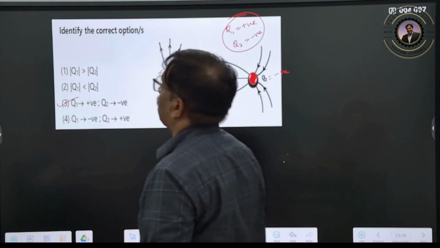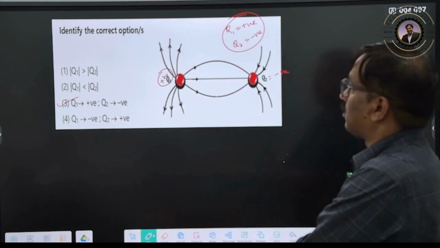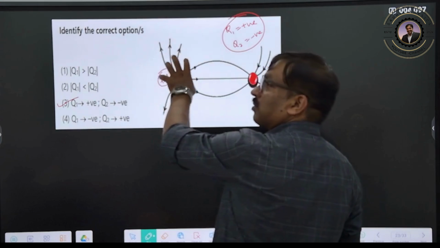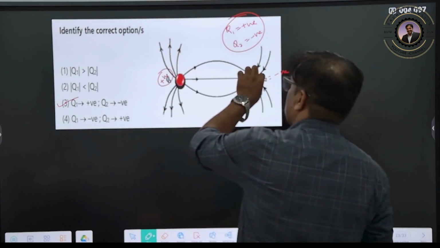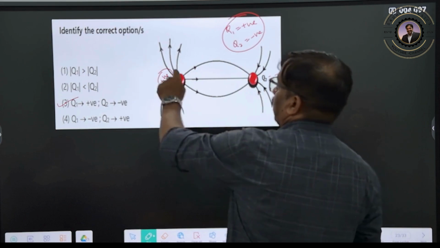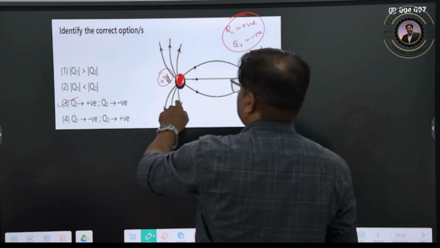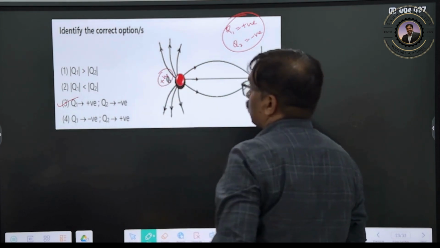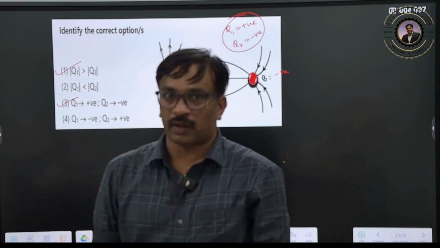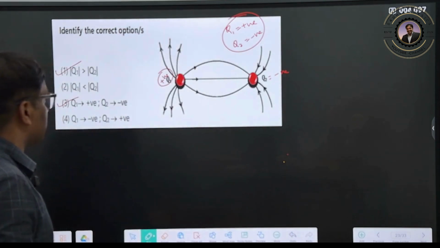This statement is correct. But one more statement is also there, where this Q1 has a large number of field lines, and this Q2 has fewer field lines: 1, 2, 3, 4, 5, 6, 7. 7 are there. But here 3, 6, 9 are there. That means Q1 will be larger than Q2. Therefore, first and third options are correct.